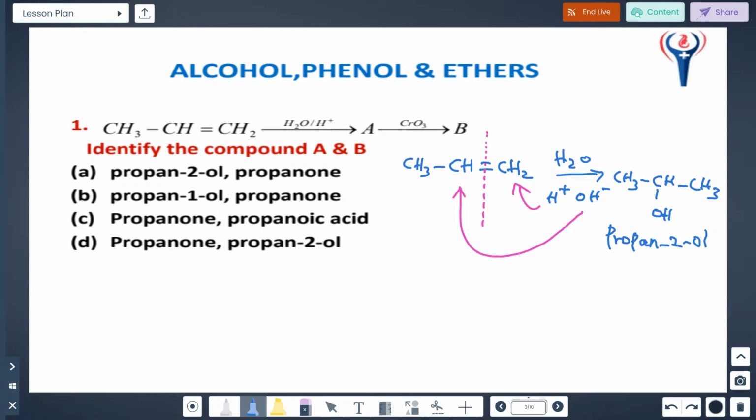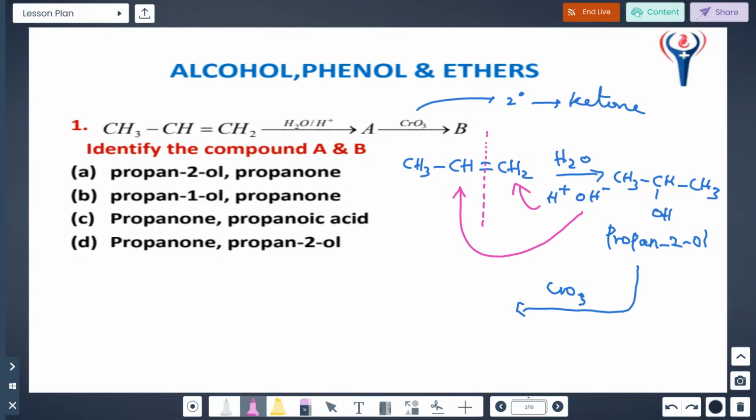Now, after that we should add chromic oxide. You must know this is an oxidizing agent. What's the role of this? It converts secondary alcohol to ketone. You must know that, then only you can solve the sum. Each and every reagent, you must know the role and function. It converts secondary alcohol into ketone. This is a secondary alcohol. If you put chromic oxide, it is an oxidizing agent.